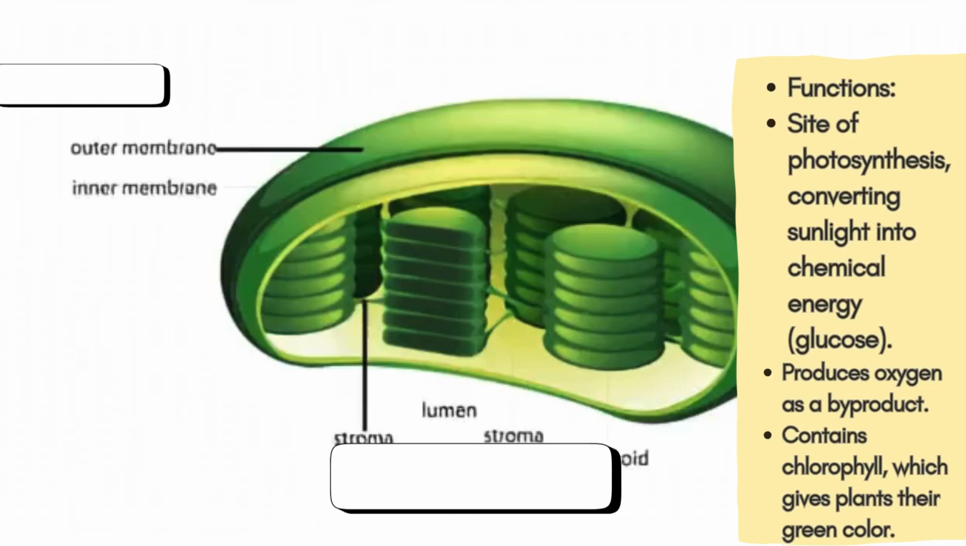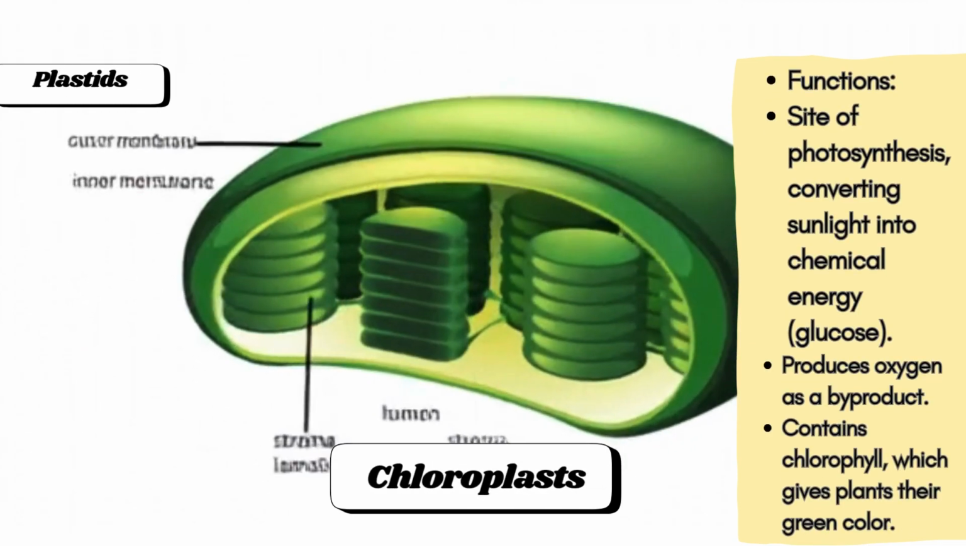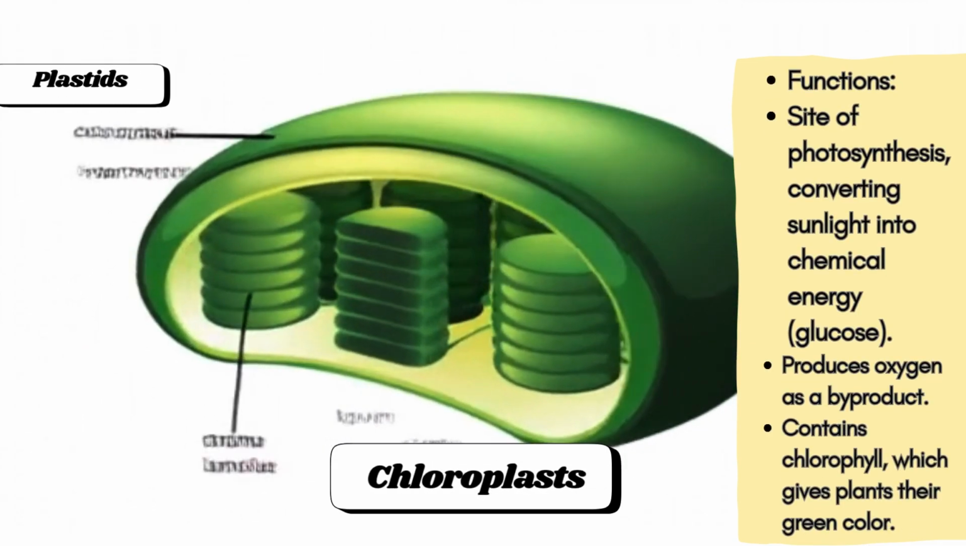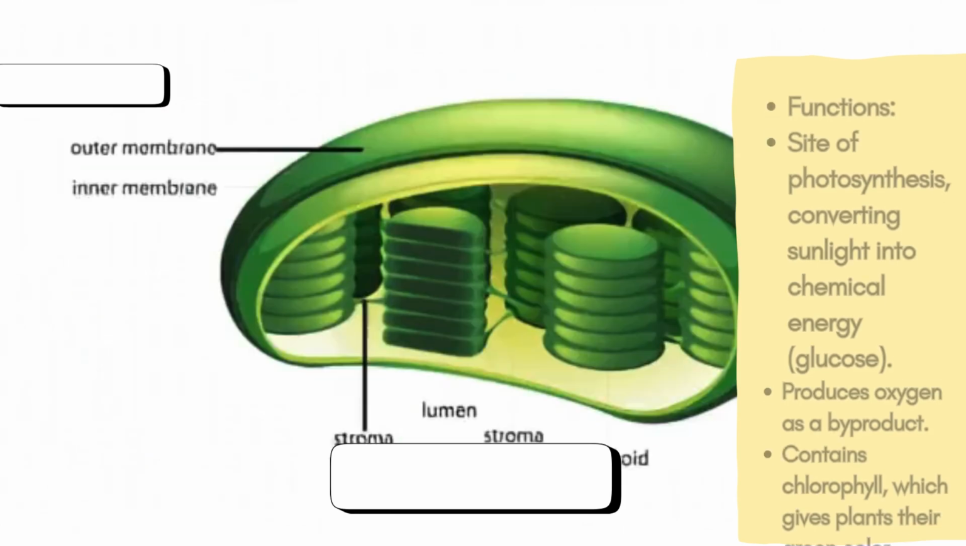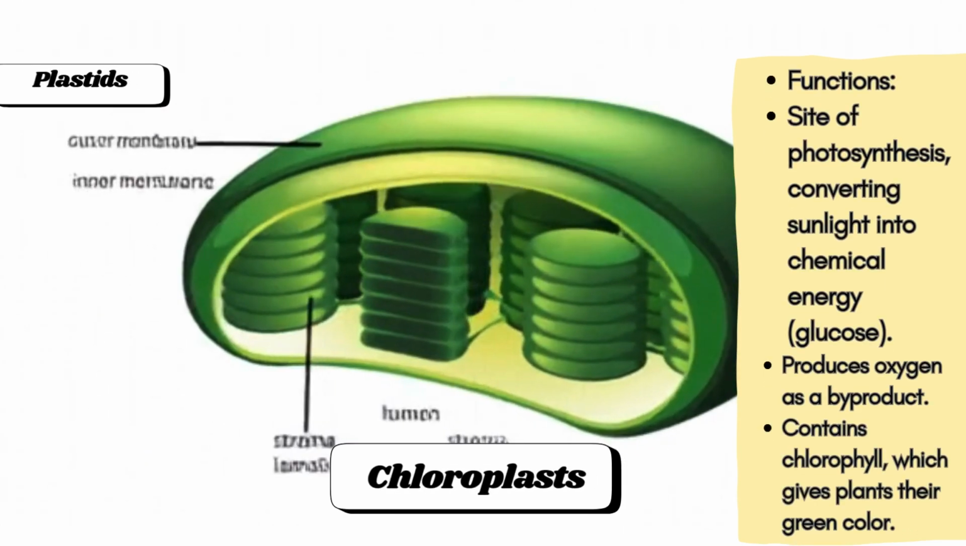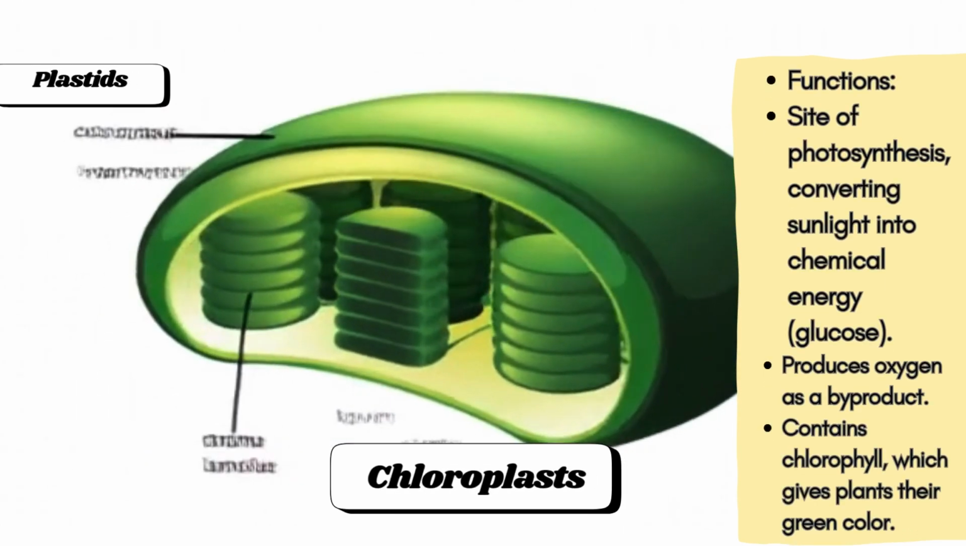Chloroplasts synthesize food by the process of photosynthesis. It takes place in two phases: the light-dependent phase, which takes place in the thylakoid membrane, and the light-independent phase, which takes place in the stroma.